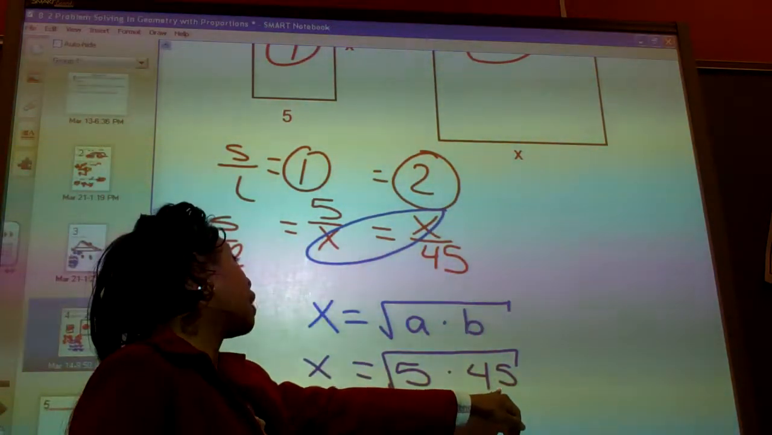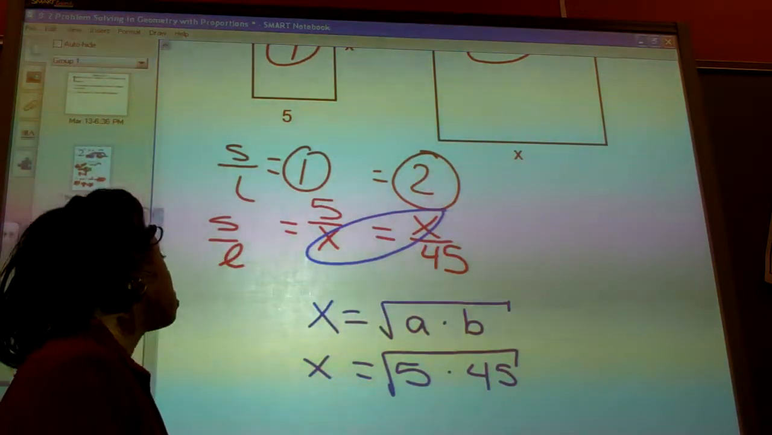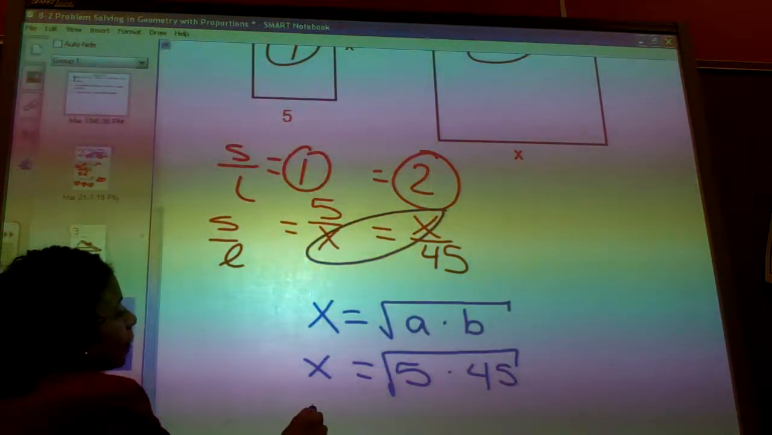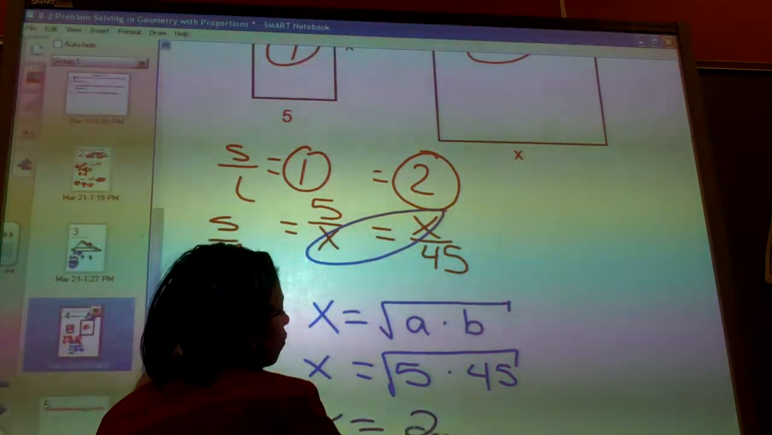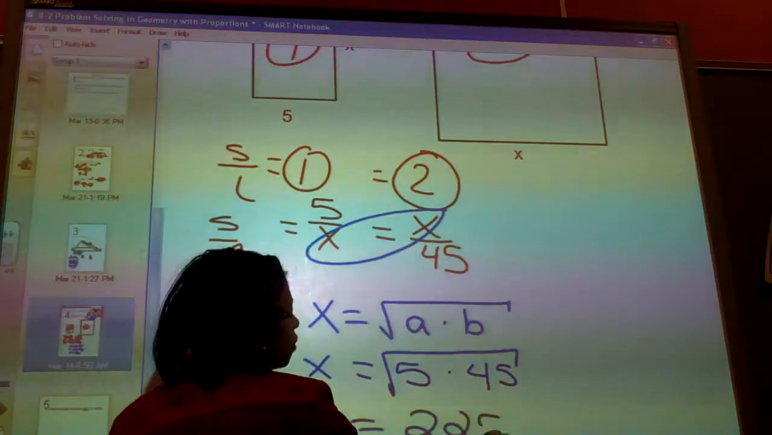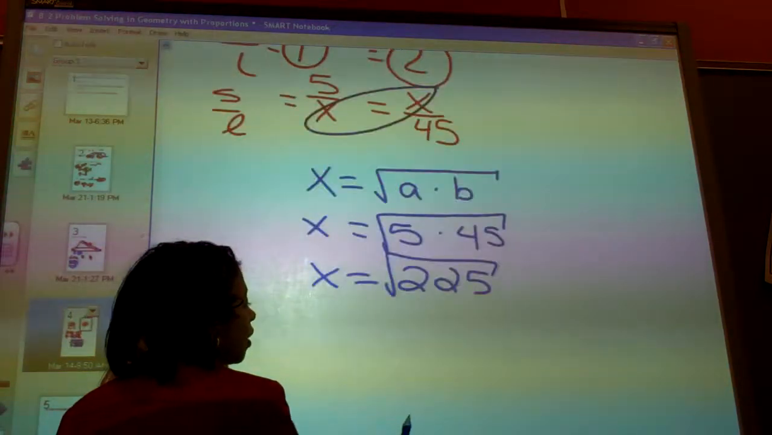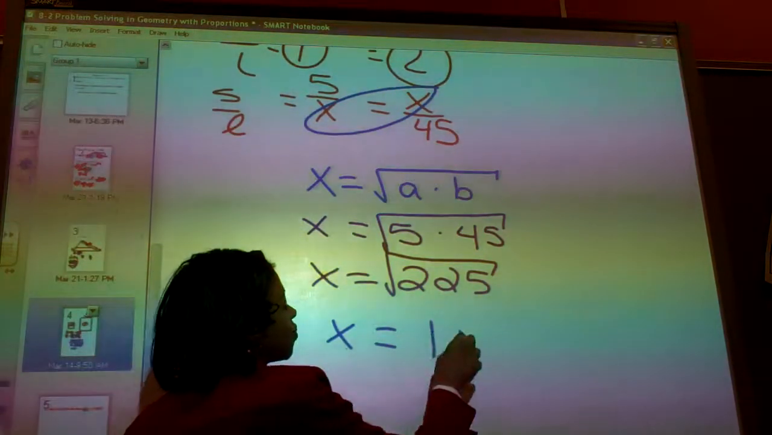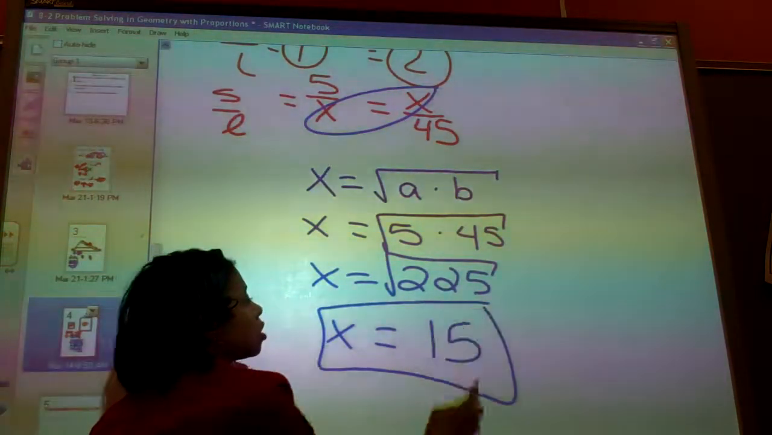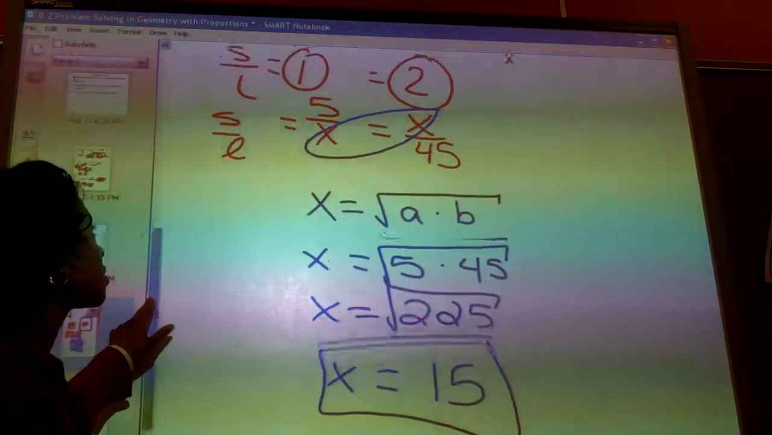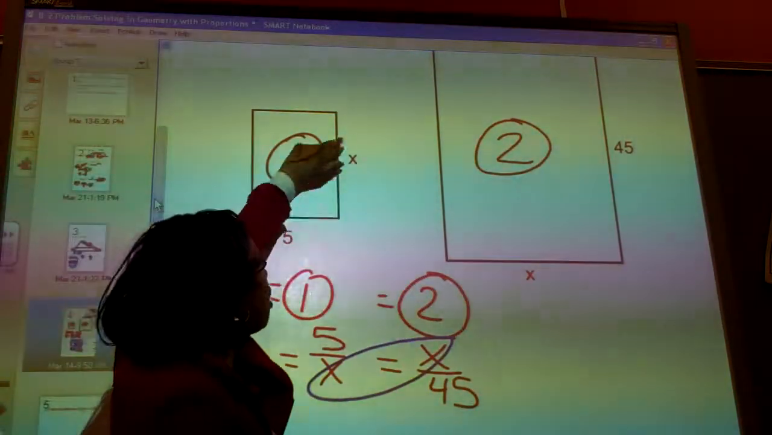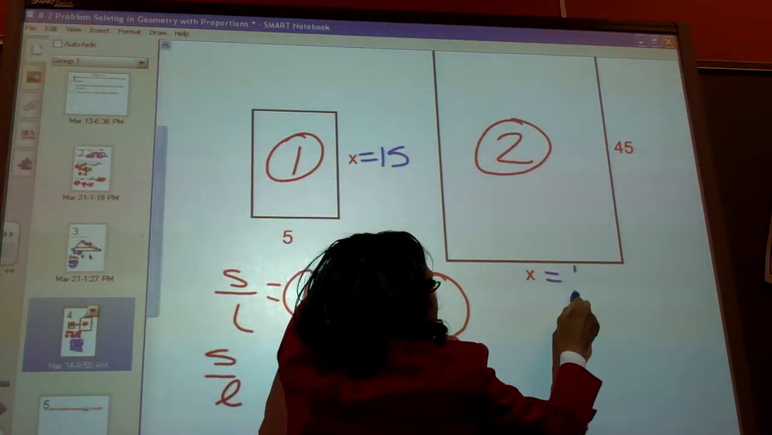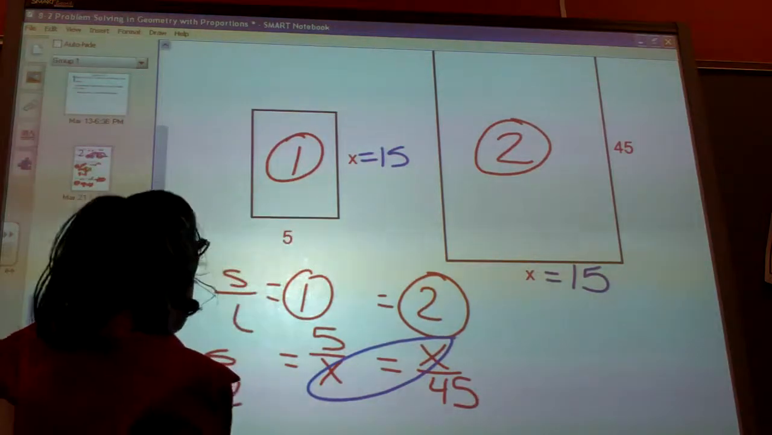Well, 2 would be 90, 180, and another 45. What is that? 225. 5 times 45, I get 225. Take the square root of that. The square root of 225 is 15. So X will be 15 for both of these. So the long leg here is going to be 15, and that means the short leg here will be 15 there.